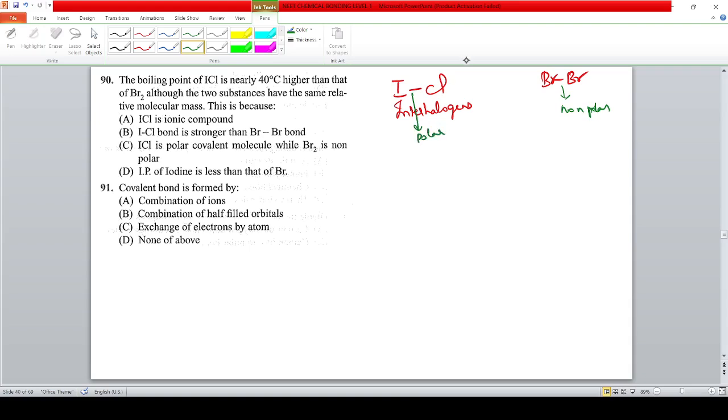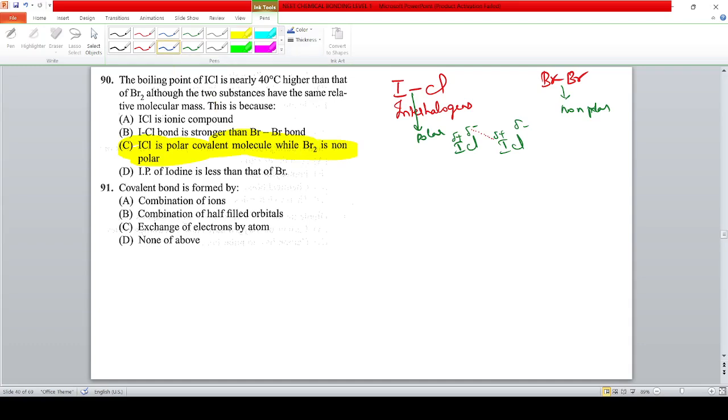Some charge is developed. So because of partial negative charge on chlorine and positive charge on iodine in one ICl molecule, with another molecule, there will be very weak attractive forces between this minus and this plus, because ICl is a polar molecule. So the answer for the question is option C. Option C.